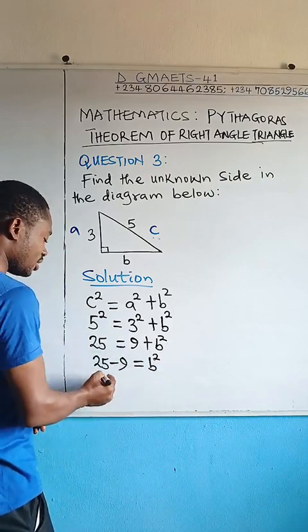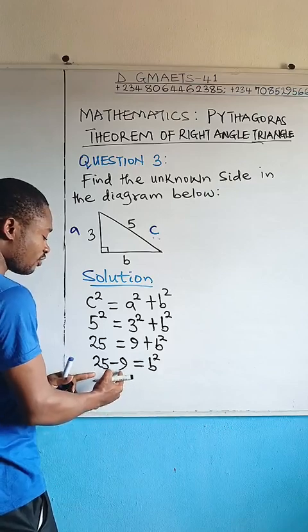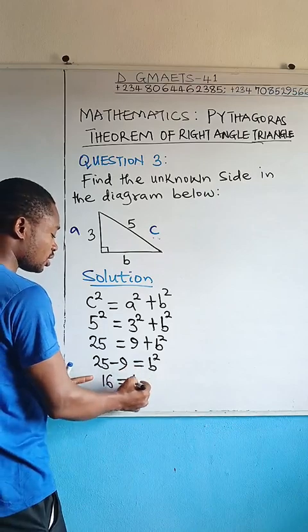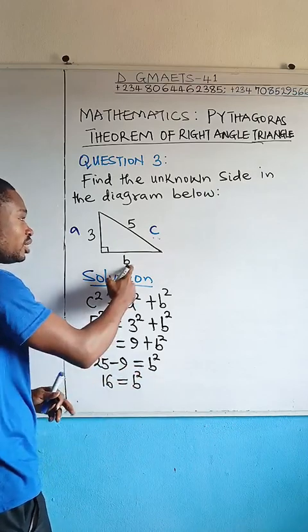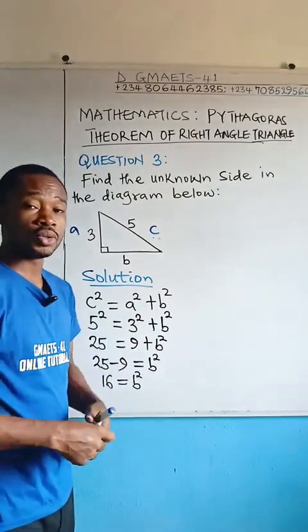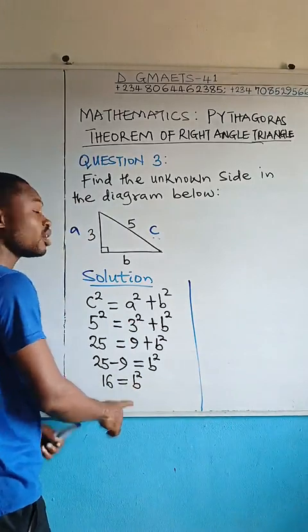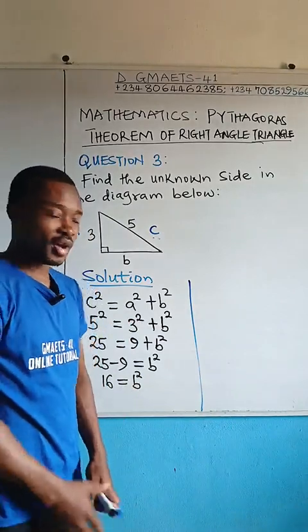25 minus 9 is going to give you 16. So 25 minus 9 is 16, equal to B squared. Now what we are looking for is B, not B squared. B is the unknown. So what do we do? We have to find a way to remove the square on B. Are you following? We have to remove it.